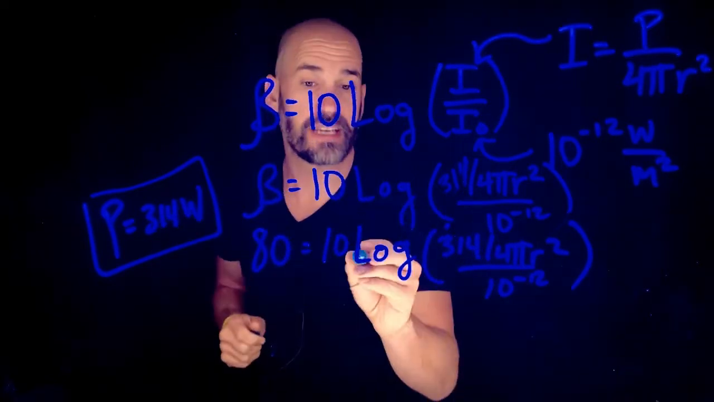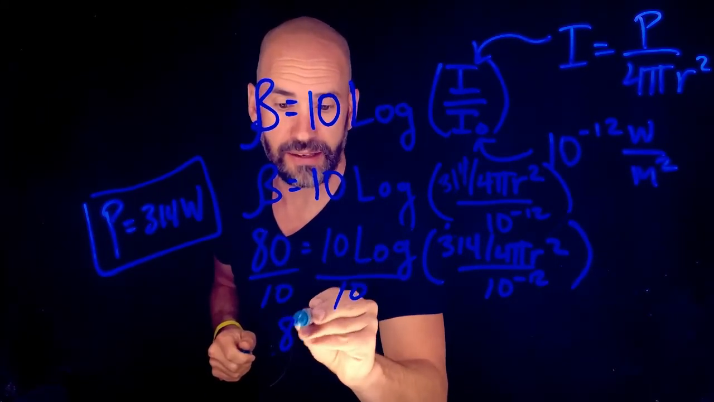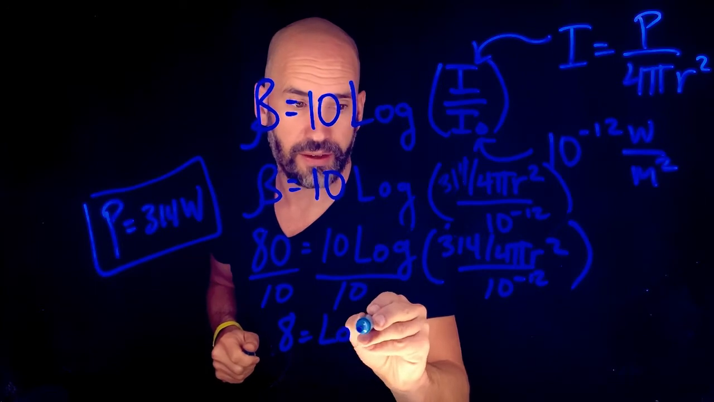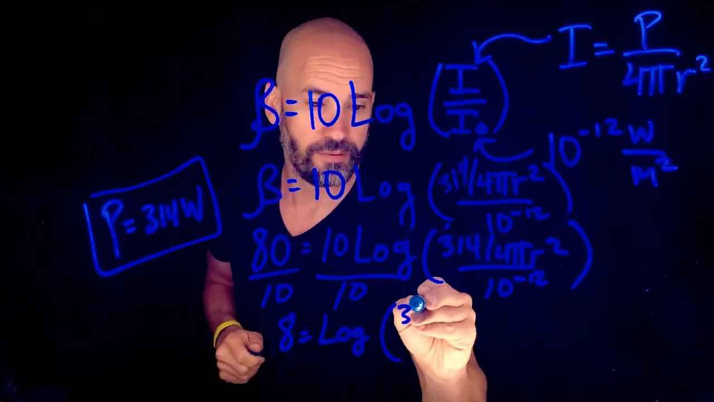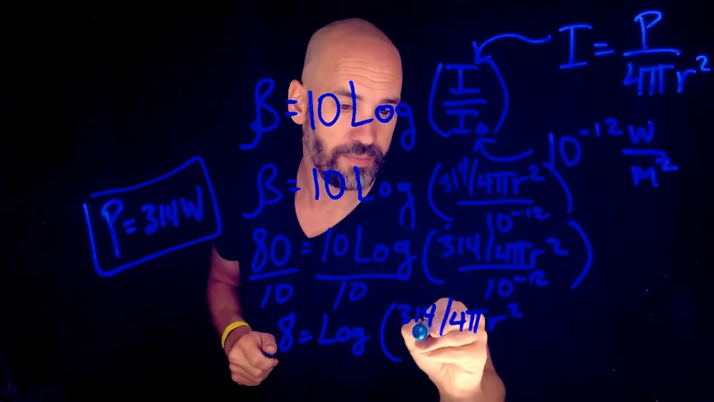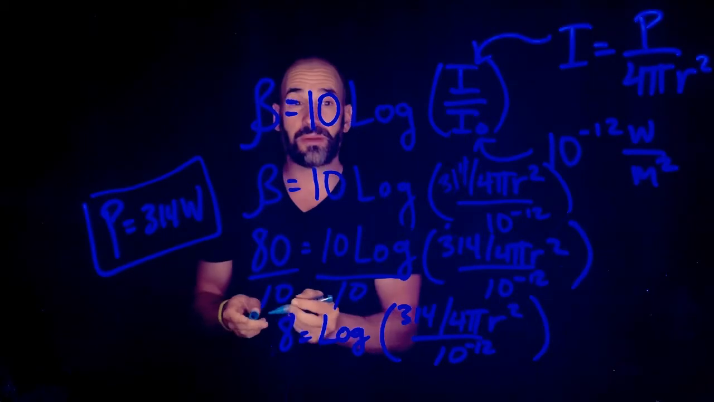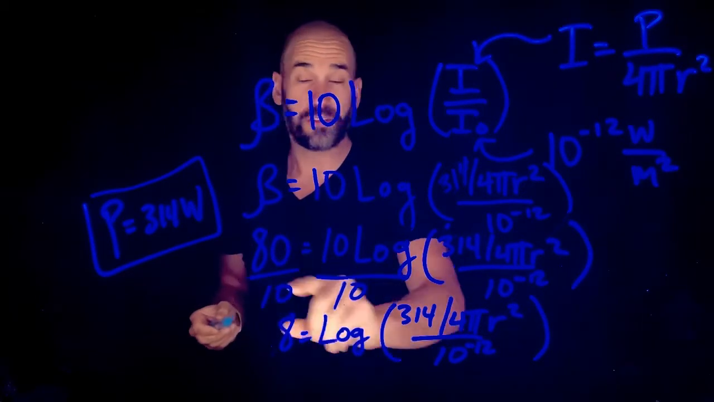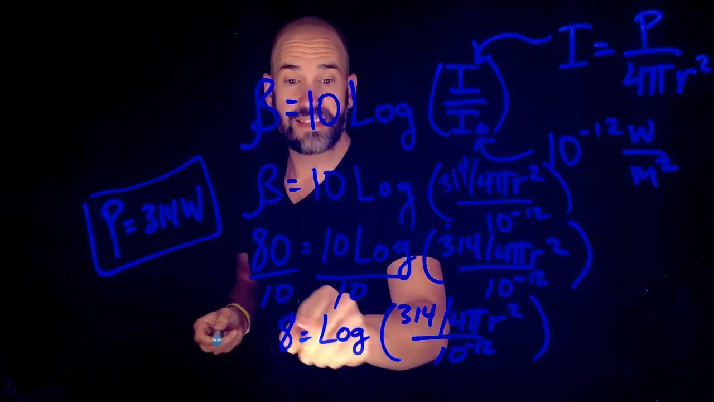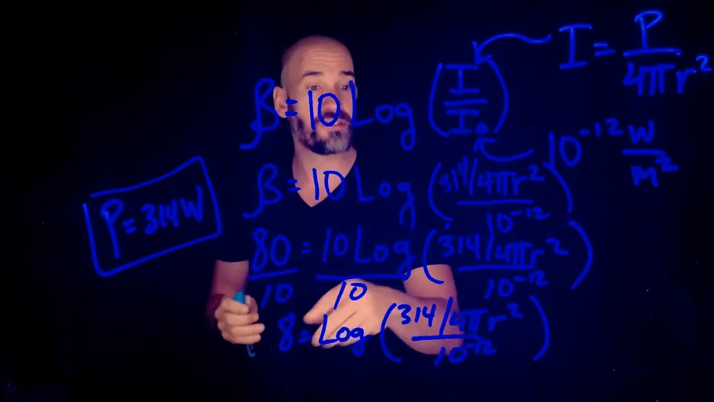I do the same thing again that I did last time. I divide by 10 on both sides, so it's going to be 8 equals log base 10 of 314 over 4 pi r squared divided by 10 to the minus 12. You're going to do the same trick as before. I don't have a lot of room to do the algebra, but you're going to take 10 to the 8 equals this stuff. Do your algebra, practice your algebra, solve for r.